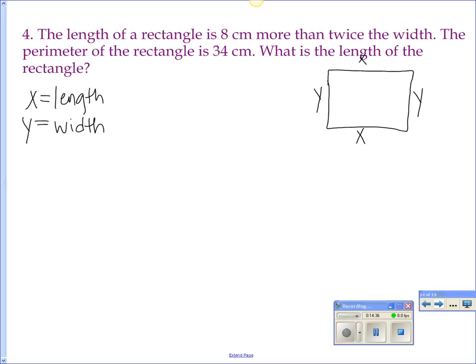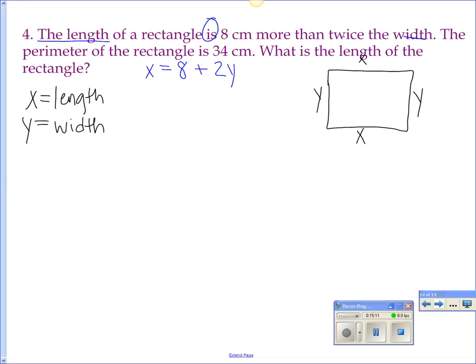Okay, so let's read the first sentence. It says the length. So that cues me. I already wrote length over here. What letter is length? X. So I'm going to put X. The length of a rectangle is, so I got to stop. Hold up, wait a minute. What do I do for is? Equals. 8 more than is a plus. Twice, I have to put a 2 to the width, which is y. Okay.